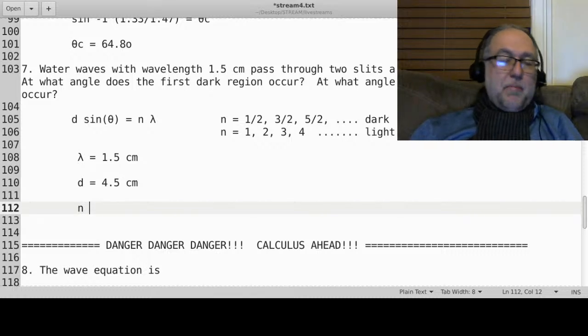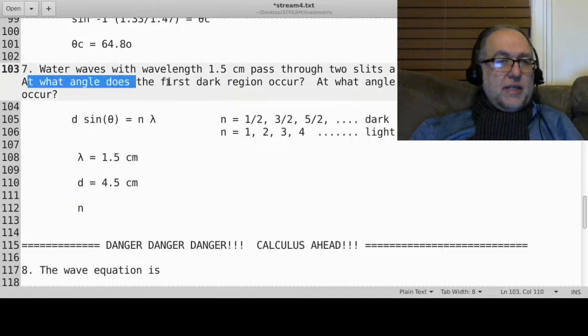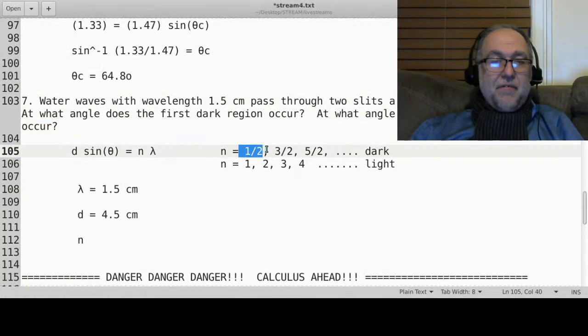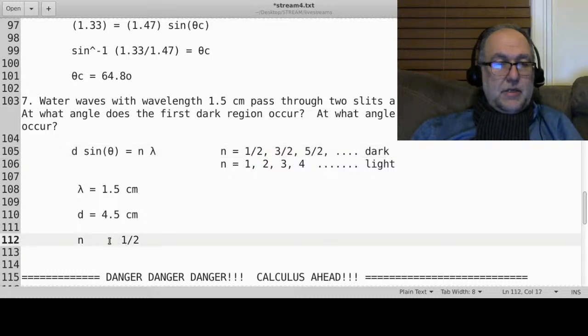And n, well, that depends. What do you want? The first question is, at what angle does the first dark region occur? Dark occurs at a half, 3 halves, 5 halves, and so on. The first dark region occurs at a half. So I'm asking for the first dark region, that's n equal to a half, like this.